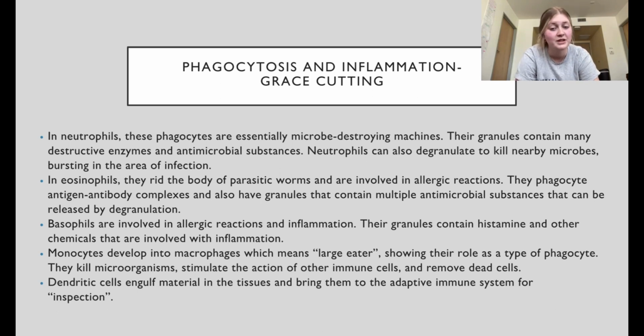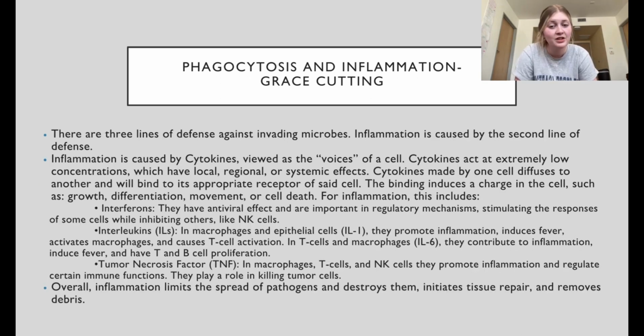Dendritic cells engulf material in the tissues and bring it to the adaptive immune system for inspection. There are three lines of defense against invading microbes, inflammation being the second. Inflammation is caused by cytokines, used as the voices of a cell. Cytokines act at extremely low concentrations, which have local, regional, or systemic effects.